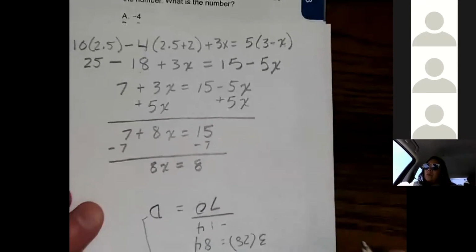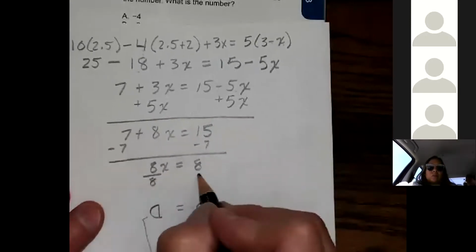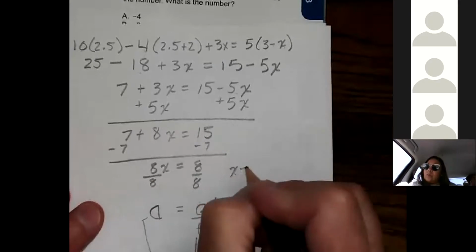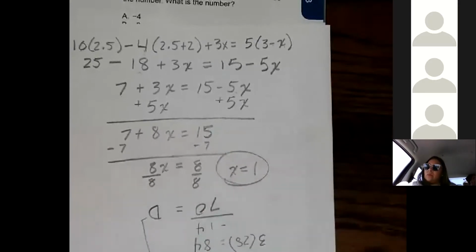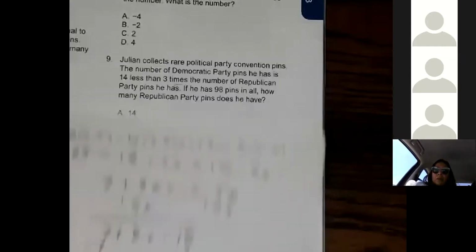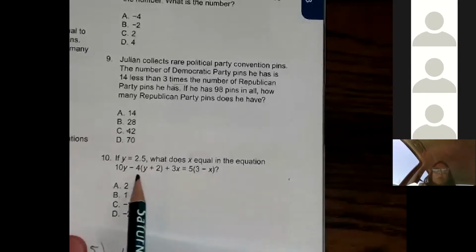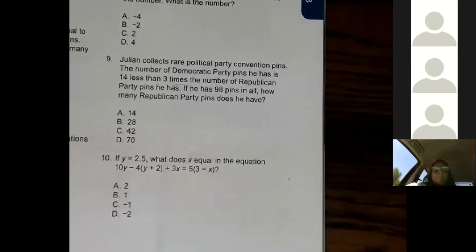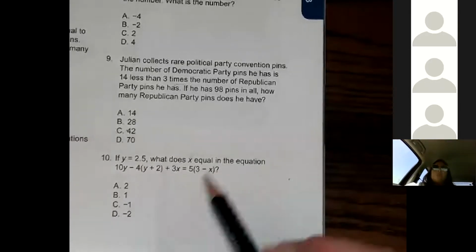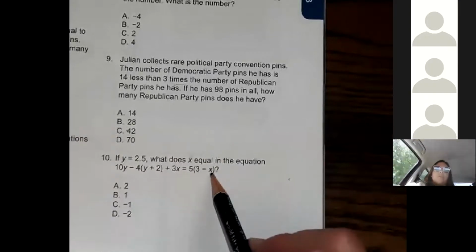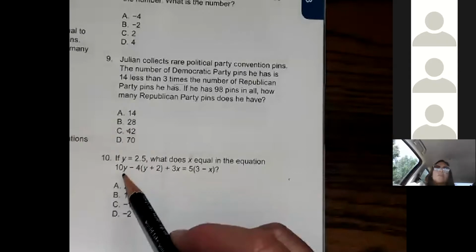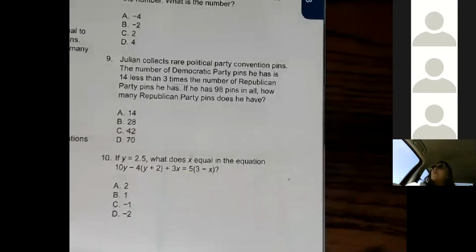Oh my gosh, did they really do this to us? Made it 1. It almost seems like a disappointment, doesn't it? But that makes it really easy to check the answer. You just put 1 in every place where there's an x, and you put the 2.5 back in every place where there's a y. The answer is going to come out to be x equals 1. Just know it.